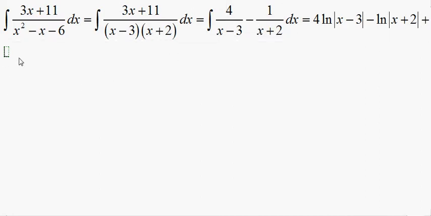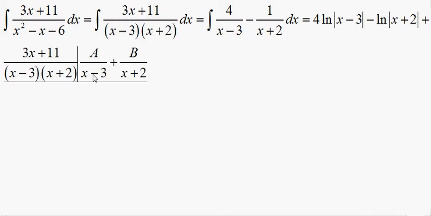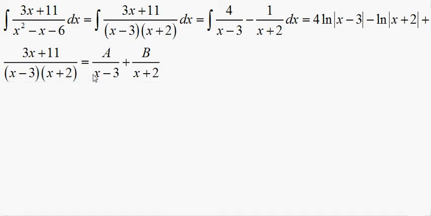And the first step in this problem would be to write a over x minus 3 plus b over x plus 2. Just any arbitrary number above them. And we set that equal to the original fraction, like that. Now, there are more rules to what you put up here, and we'll get to that in a second.